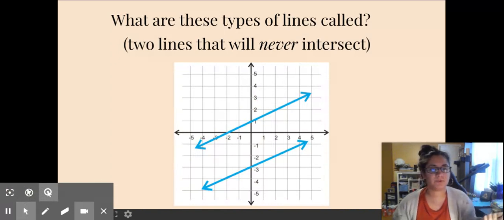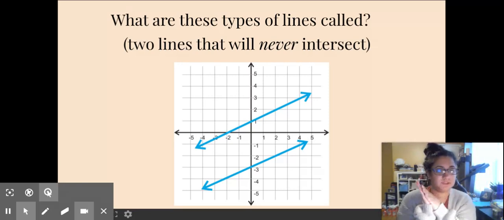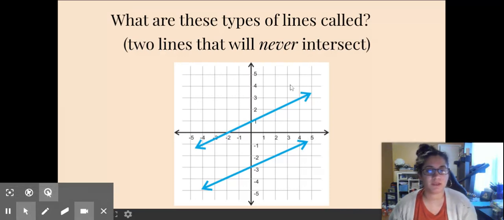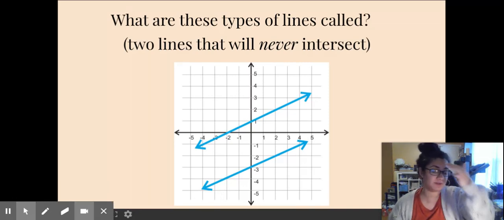So what do we call these types of lines? Two lines that are never going to intersect. They're going to run just like this next to each other. We talked about these when we were graphing earlier on. We talked about something special about their slopes, which we're going to get into in just a second as well. These two lines, there's something special about them. They are parallel lines. They run right next to each other and they will never intersect.